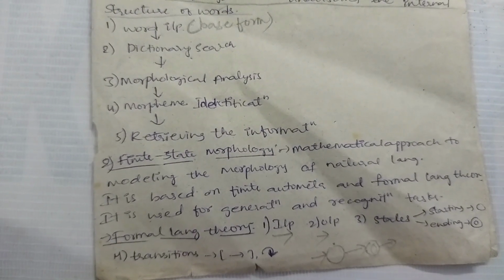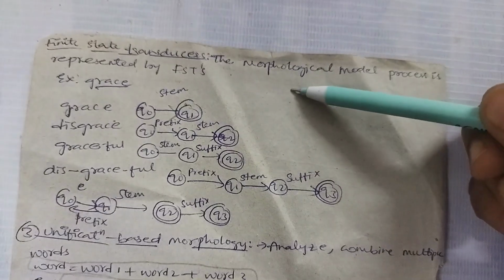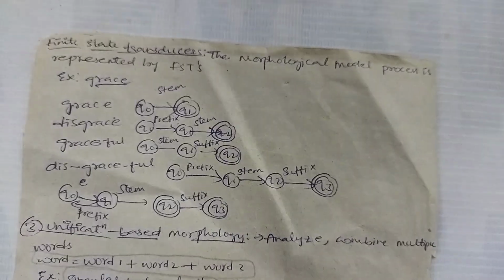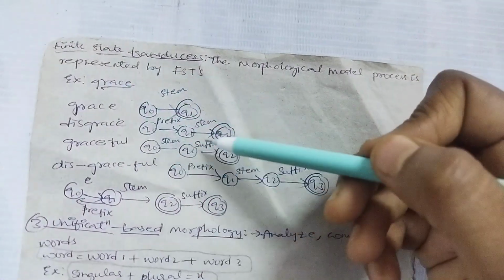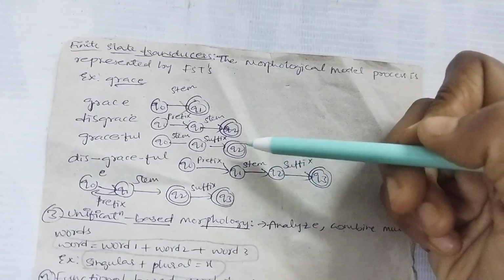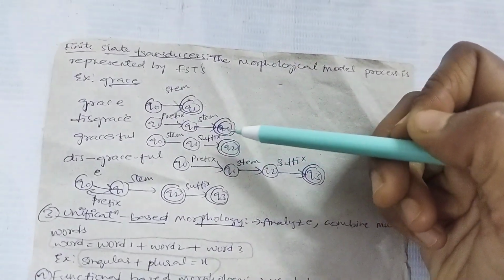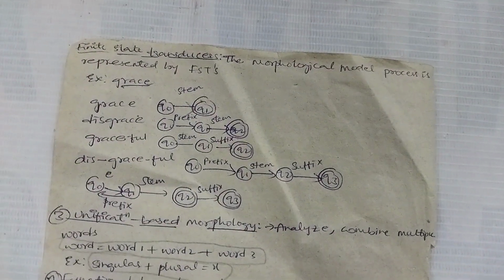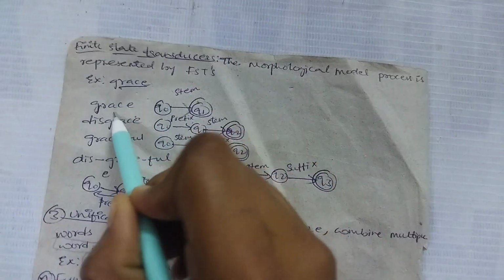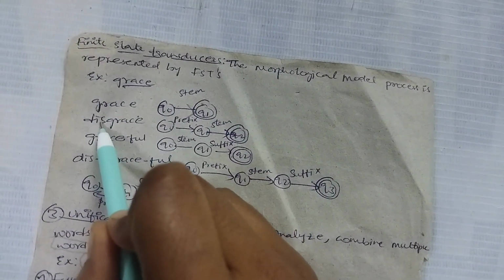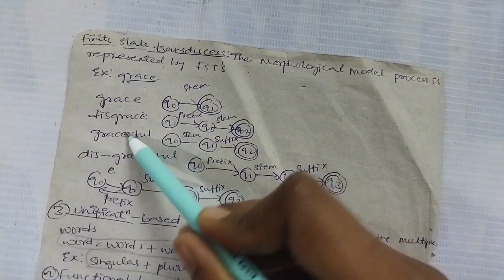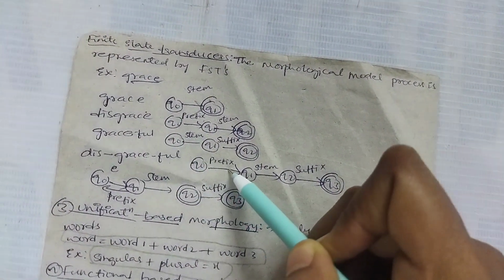For representing the transitions, we use the finite state transducers concept. It represents the morphological model in different steps by using suffix, prefix, and root word. Root is also known as the main word. For example, we take the root word as stem. The part before the word is a prefix, and the part after the word is a suffix.